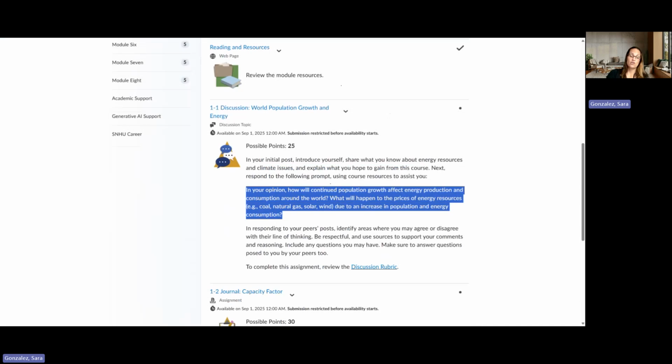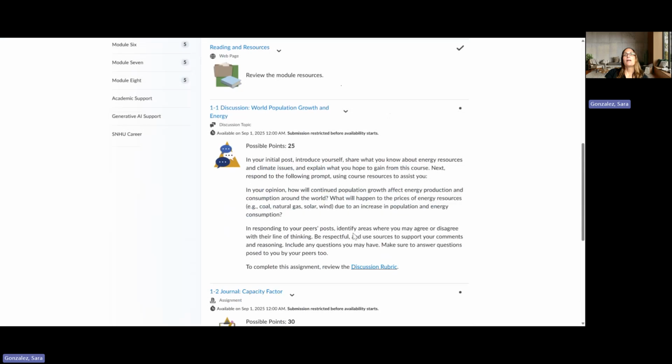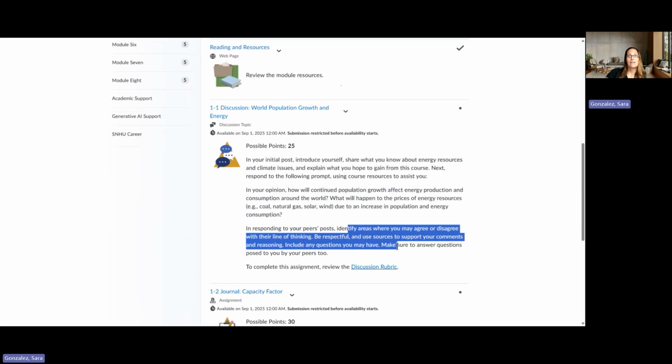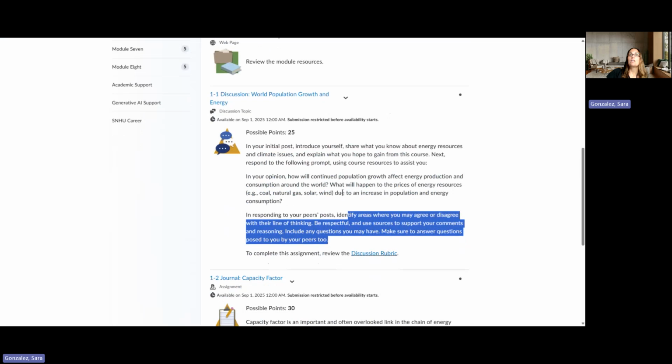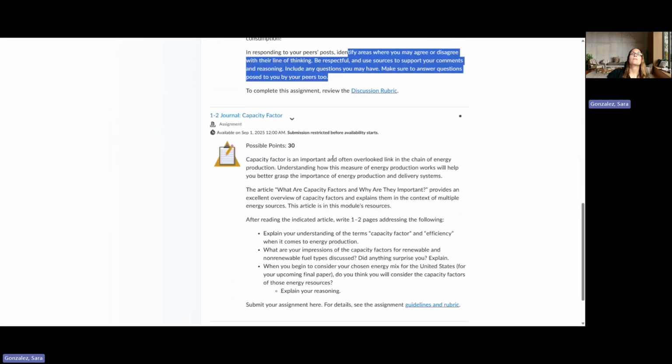So the intro, and then the in-your-opinion questions as well. And then your 2 responses are due by Sunday. You can respond to 2 separate classmates, and you're going to identify areas where you agree or disagree with their line of thinking. Now, here's the main thing. Be respectful. It's okay to agree to disagree, and support your comments with any type of references and resources. You can include any additional questions you have, so just make it a really good discussion forum. Here's the rubric, how I'll be grading. Again, initial post due Thursday, and your 2 follow-up responses due on Sunday.